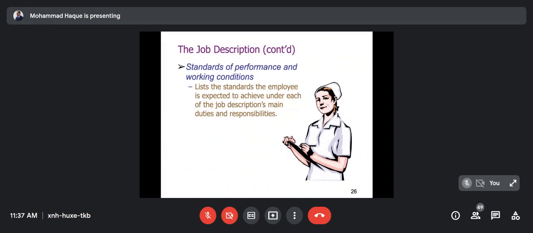Now, if you look at this slide, it will give you a typical kind of job. Now, standards of performance and working condition, that is, list the standards an employee is expected to achieve under each of the job descriptions, main duties and responsibilities, right? Now, can you tell me by looking at this picture what would be the job description?